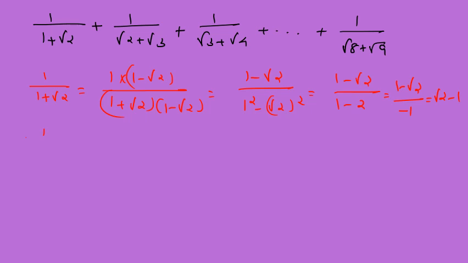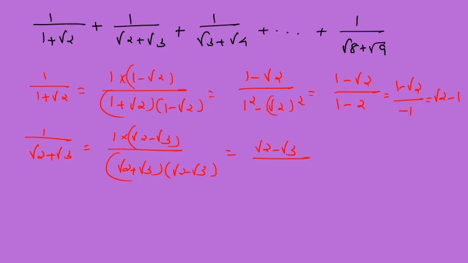Similarly, 1 by root 2 plus root 3. Multiply with root 2 minus root 3. So root 2 minus root 3 by 2 minus 3. Root 2 minus root 3 by minus 1. This will be what? Root 3 minus root 2.